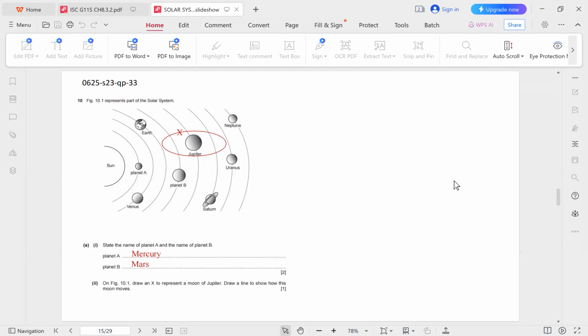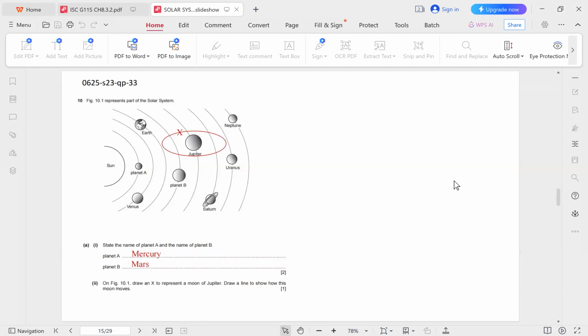Figure 10.1 represents part of the solar system. State the name of planet A and the name of planet B. Of course, like we said before, planet A is the closest to the sun. This is Mercury. Planet B is the 4th planet here, so it has to be Mars. So this is why we have Mercury here and Mars in the answers.